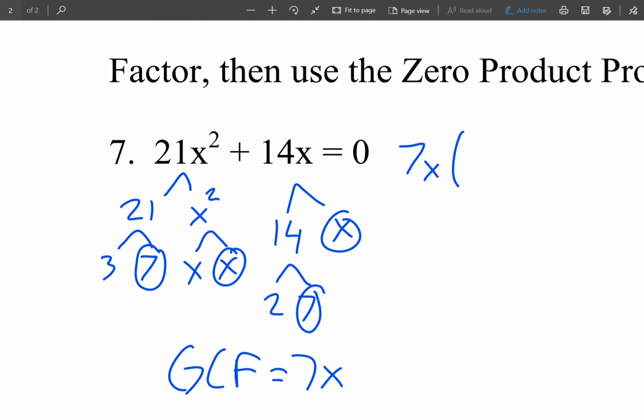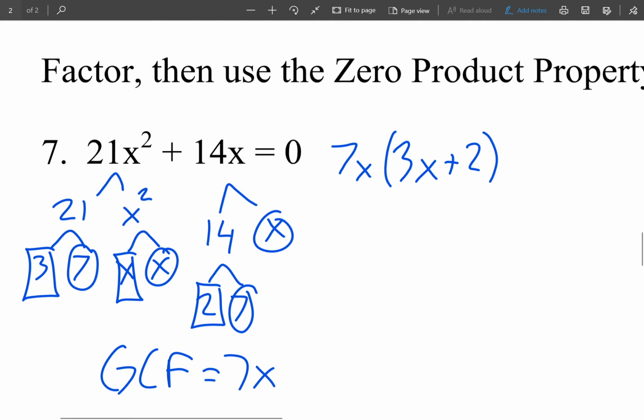Now what goes inside are the leftovers. So I look over here, I have a 3 left over and an x left over. So I have 3x first, and then over here I have a 2 left over, and it's positive, so it's positive 2. Now, in the original equation, the quadratic binomial is set equal to 0, so this should also be set equal to 0. And that's important because that allows us to use the zero product property.